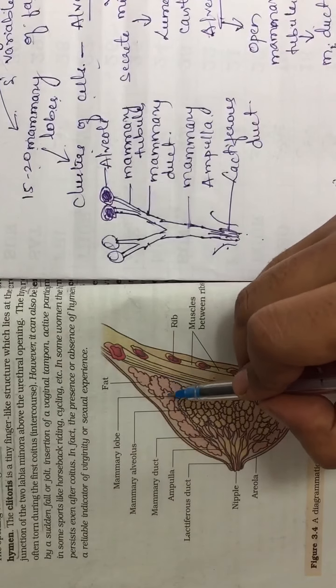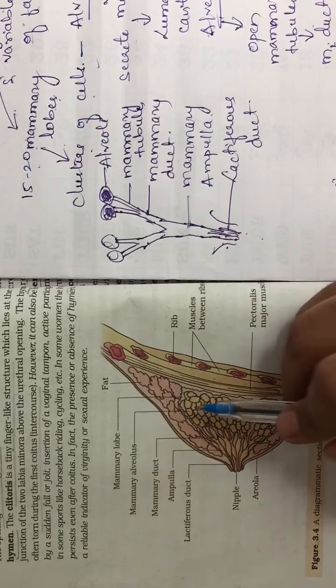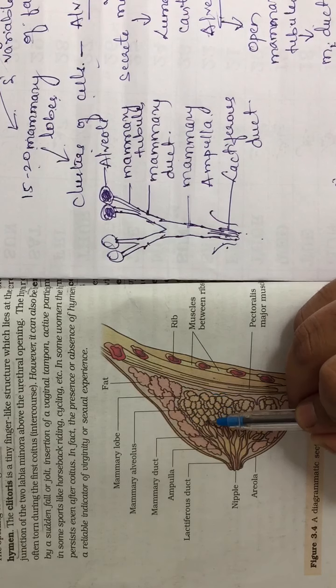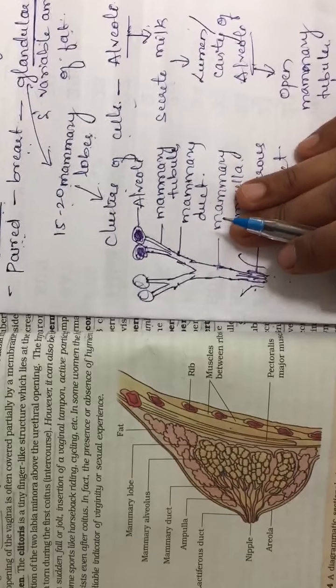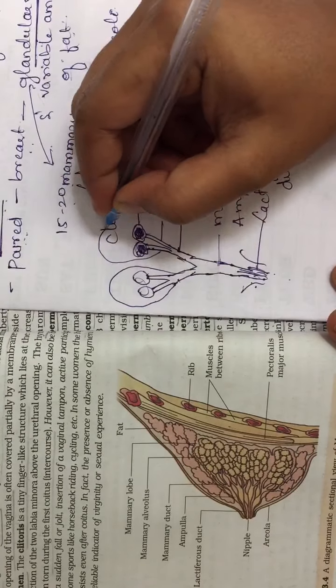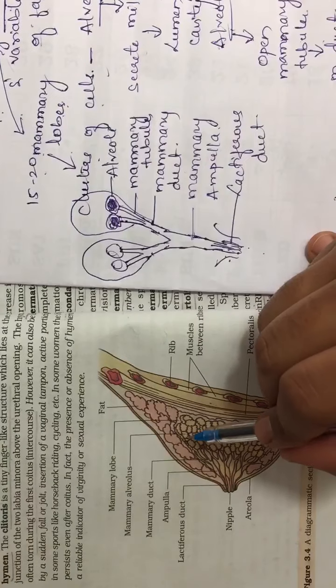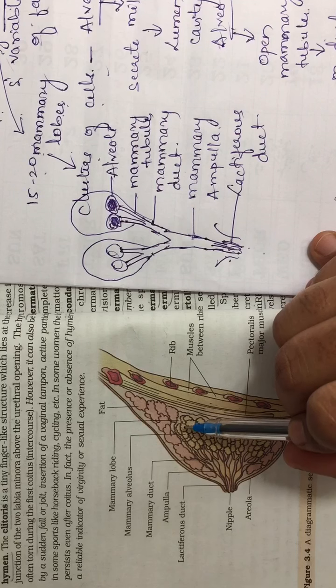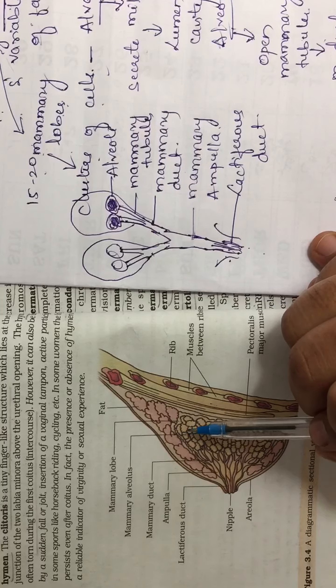This is the fat where it has been stored, and you will find there are mammary lobes. Mammary lobes, how it appears here, it is not that clear, it is not visible. Mammary lobes will be something like this, in this form. Okay, now these are the mammary lobes. Inside the mammary lobes there is the presence of alveoli. Okay, mammary lobes are there.